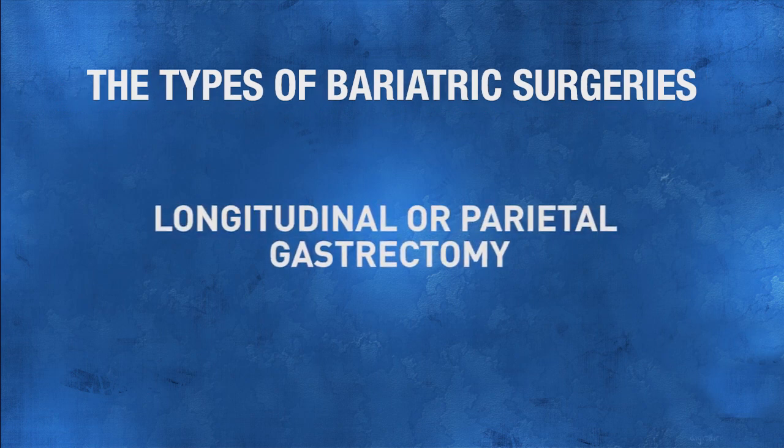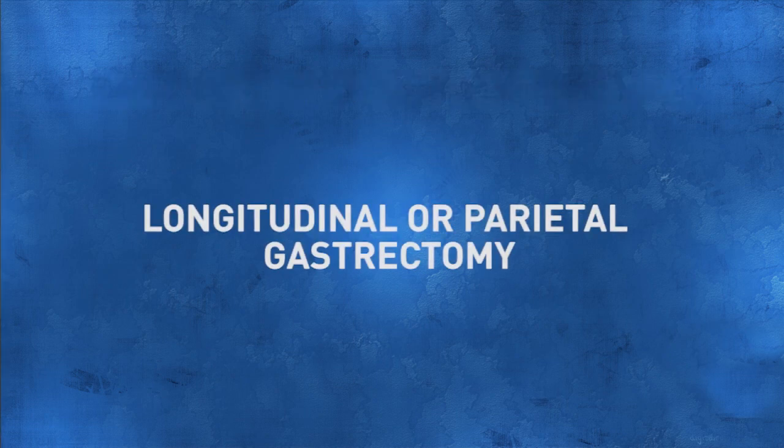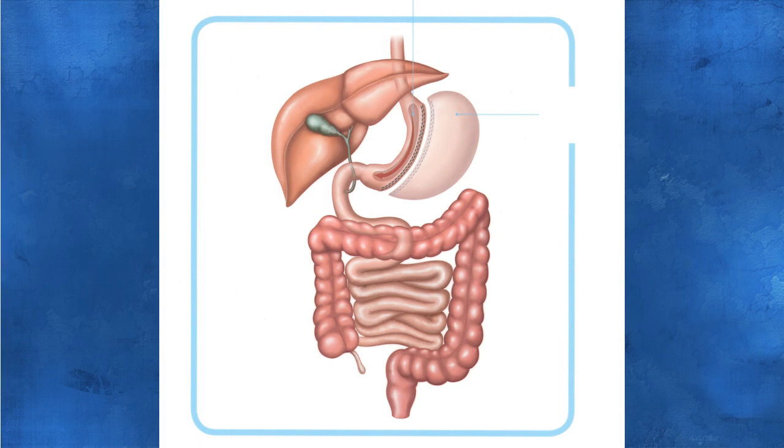The different procedures used to treat obesity result in different amounts of weight loss that are proportional to their level of risk. The types of bariatric surgeries. Longitudinal or parietal gastrectomy, also called sleeve, is an intervention that involves mainly one mechanism that promotes weight loss, namely restriction. The stomach is divided into a small banana-shaped stomach. This new stomach contains about 120 to 200 milliliters. The other part of the stomach is removed.